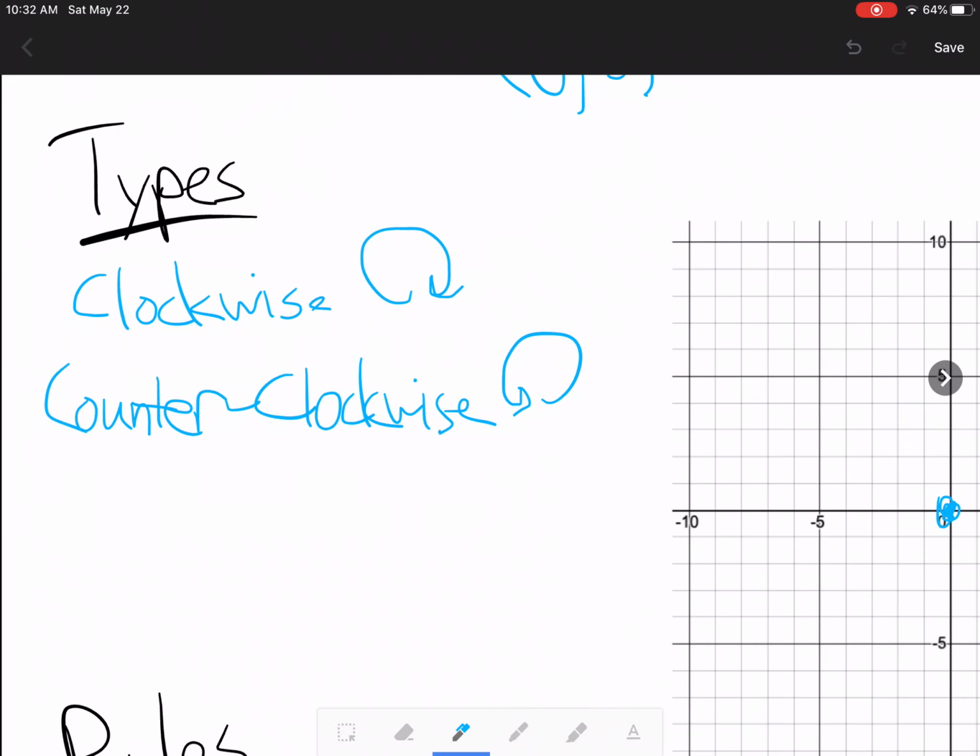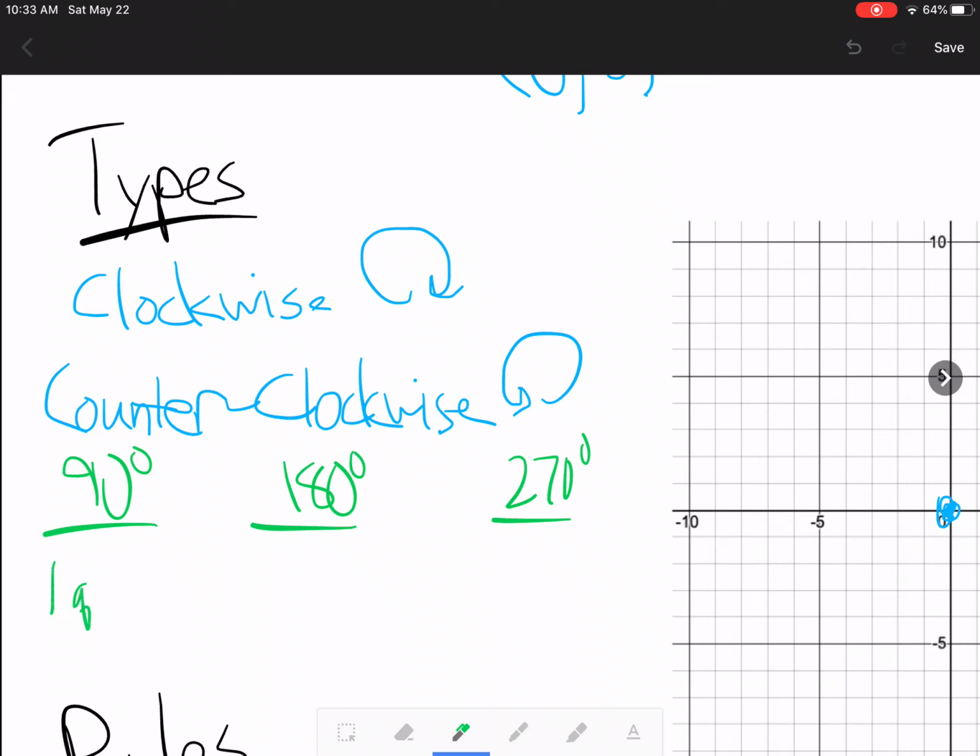Now, there's also a few other ones that we're going to do, and that's the magnitude, how much we're rotating. And we have three numbers that we have to know: 90 degrees, 180 degrees, and 270 degrees. And what this boils down to is how many quadrants we're going to rotate. So 90 means that you're going to rotate one quadrant. 180 is 2 quadrants, and 270 is 3 quadrants.